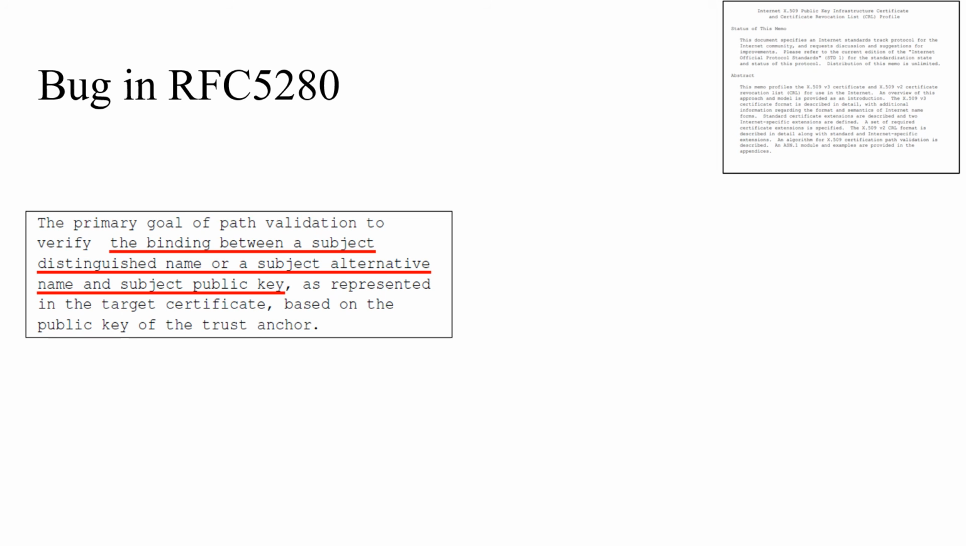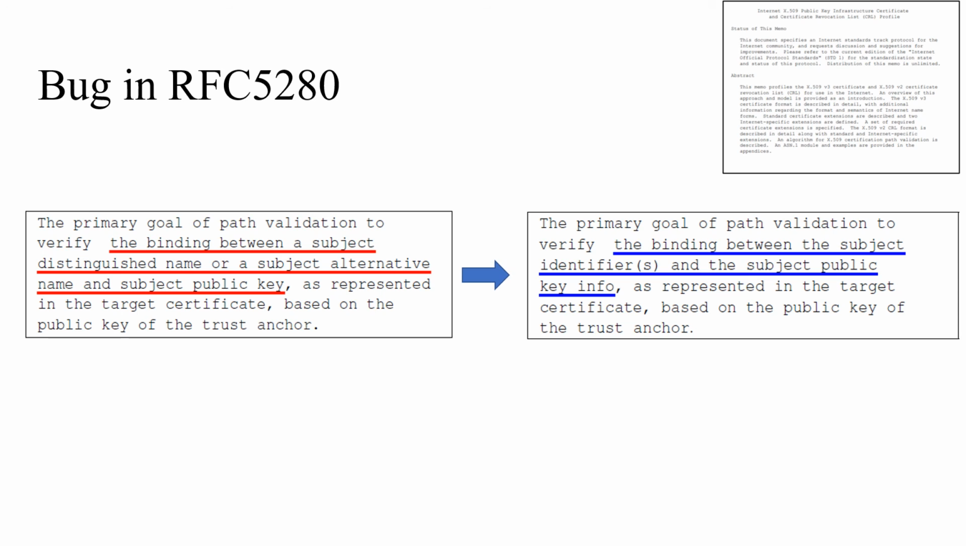We reported a technical error to the IETF PKIX group. The group responded that the inconsistent terminology and misuse of "and" and "or" cause misunderstandings. RFC 5280 should state that the primary goal of path validation is to verify the binding between the subject identifiers and the subject public key info.